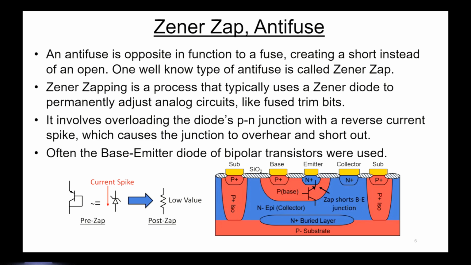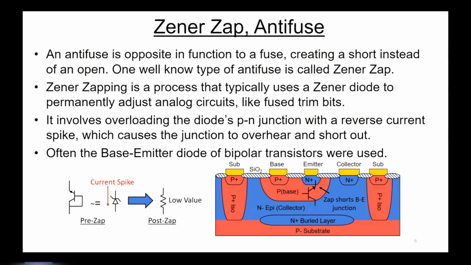Now I'd like to talk about anti-fuses. An anti-fuse is exactly the opposite function to a fuse. Instead of creating an open, we're creating a short. One of the well-known types of anti-fuses is called Zener Zap. Now, I don't think this is used very much anymore, but it was used for a long time on many analog products. So Zener zapping is a process that typically uses a Zener diode to permanently adjust analog circuits.